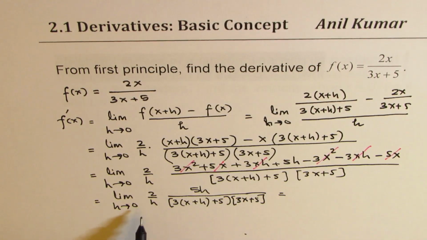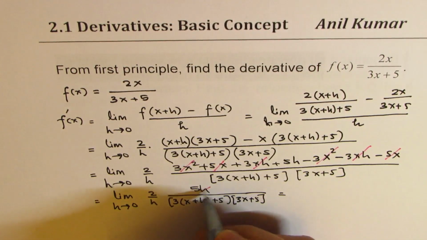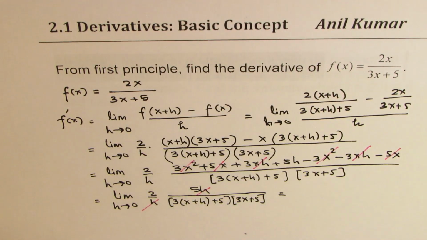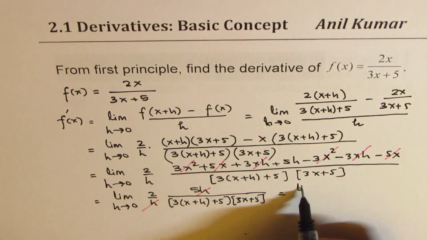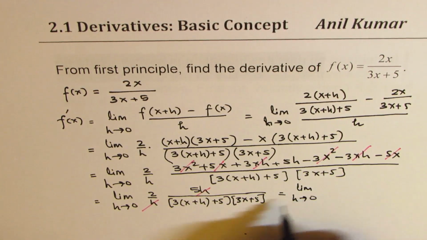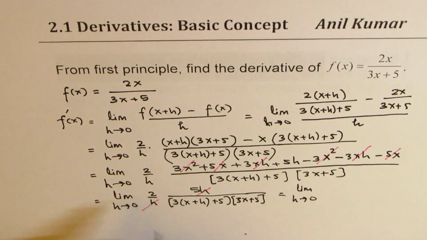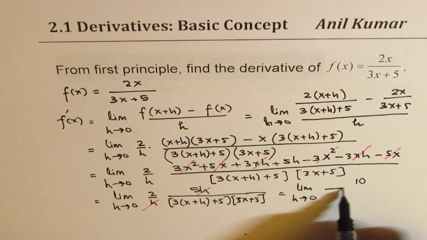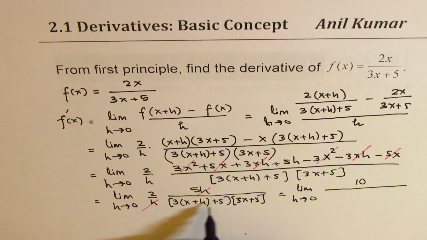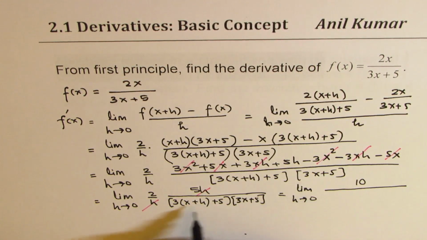Now, we can cancel these h from numerator and denominator, and then we can substitute h equals 0. Is that okay? So what we get here is limit h approaches 0. We have 5 times 2 as 10. Is it okay? 10 over all this.